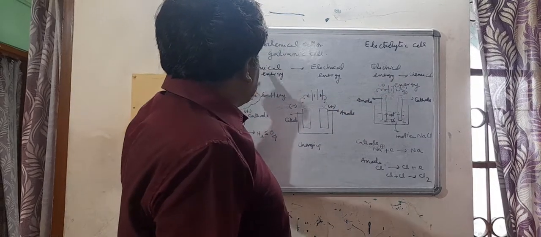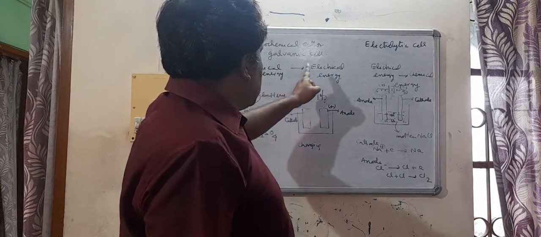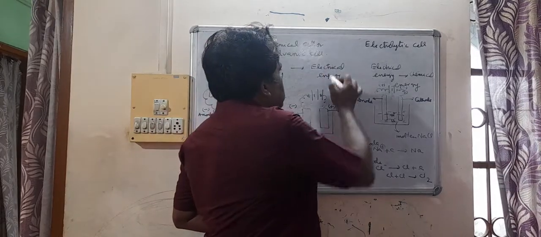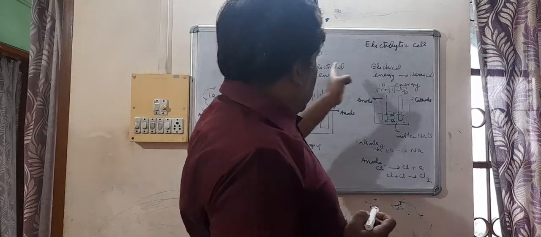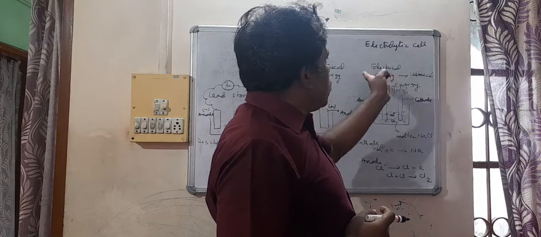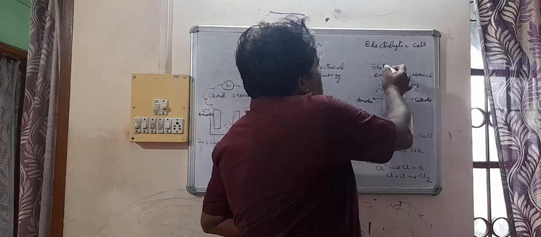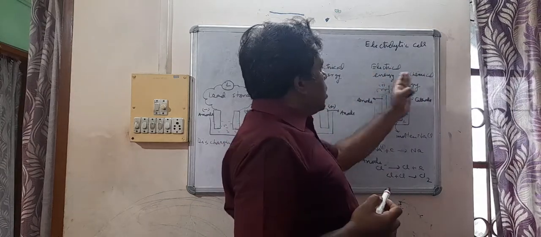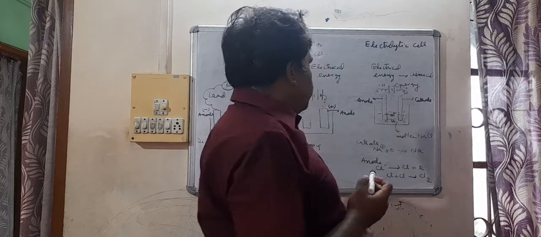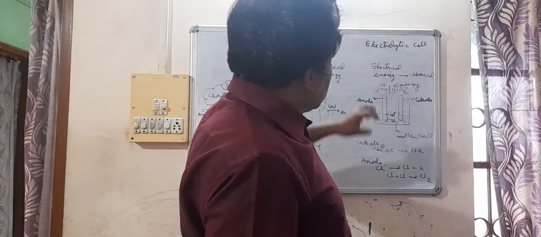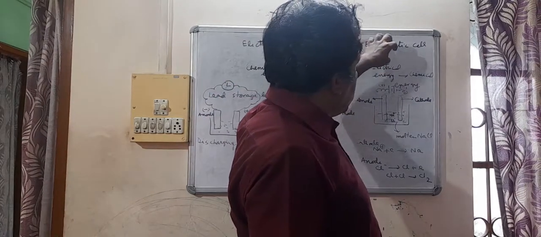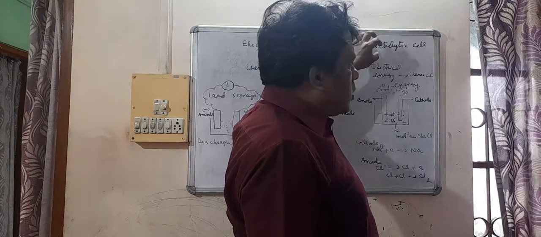In electrochemical cell, chemical energy is changed to electrical energy, whereas in electrolytic cell, the opposite thing happens. Electrical energy is changed to chemical energy. So let me take up one example of electrolytic cell.